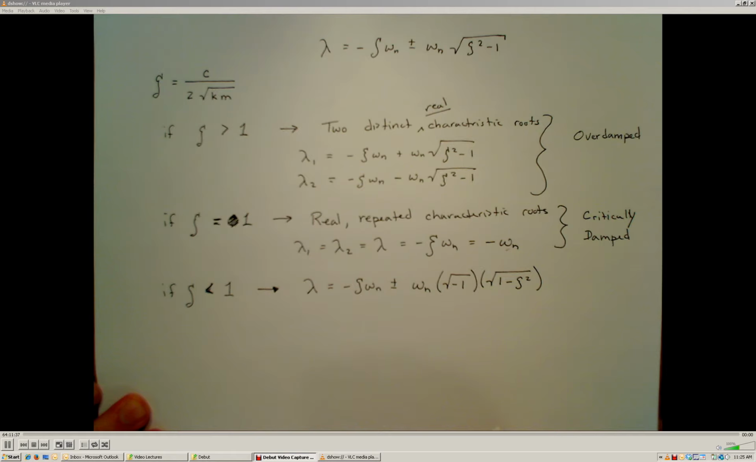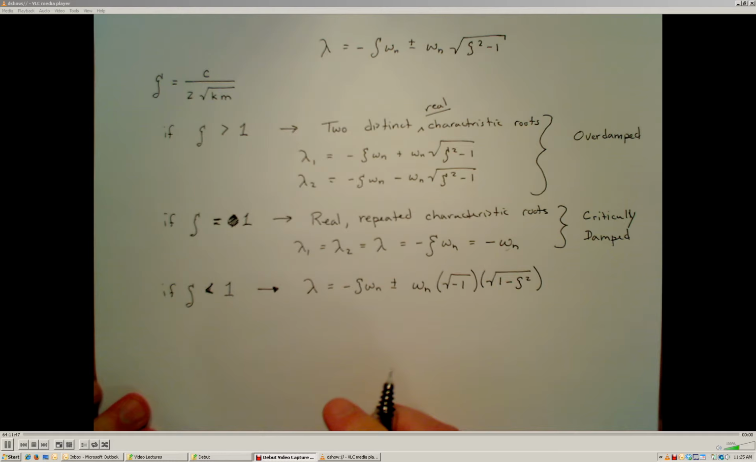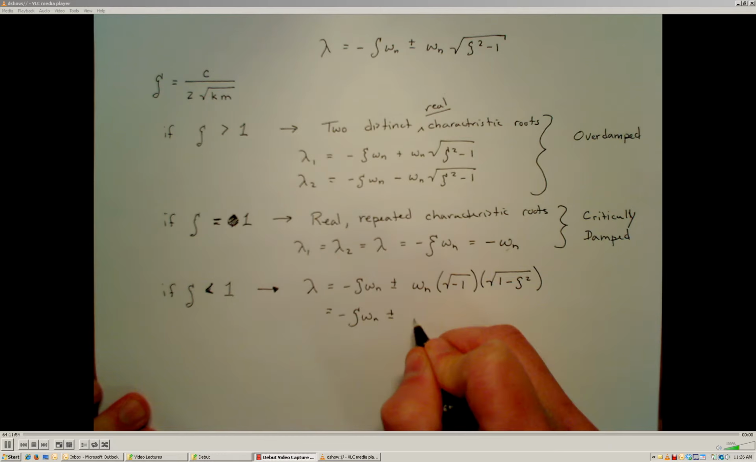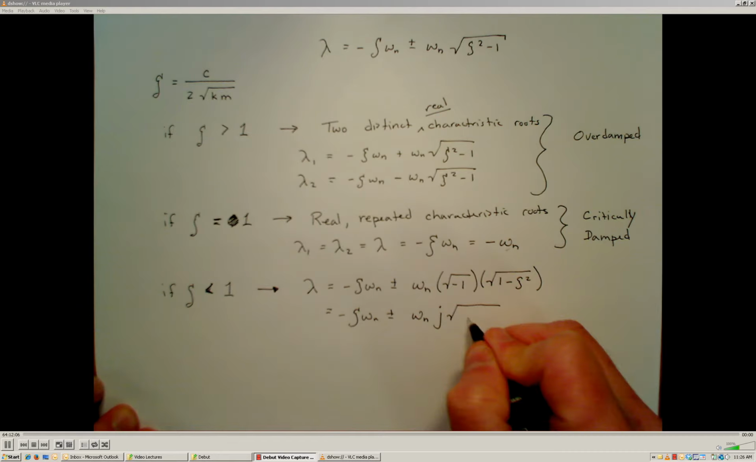We all know from our studies of math that the square root of negative 1 is the imaginary number. In this class, we're going to denote the imaginary number with a j. So we'll have omega n j, and the reason we use a j is because i is traditionally used for current, so j is going to represent our imaginary number, times the square root of 1 minus squiggle squared.